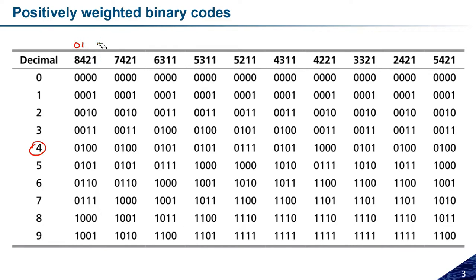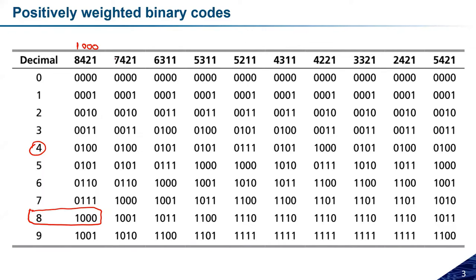Similarly, let us assume I have a 7421 code and I have to represent 3. To make 3, I need to activate these two digits and the rest two digits will be 0. So to represent 3, I need to write 0011. Similarly, in BCD or the 8421 code, if I have to write 8, I have to activate only one digit, this one, and all other digits should be 0. So 1000 will indicate 8.